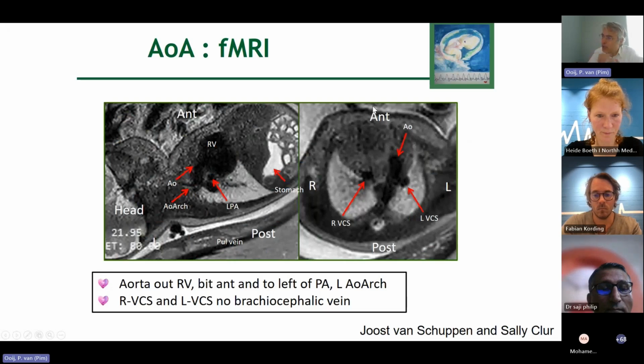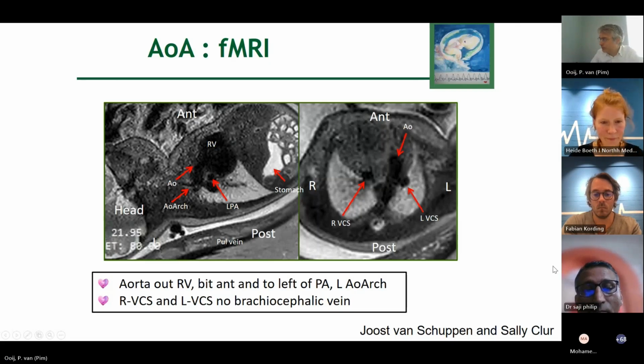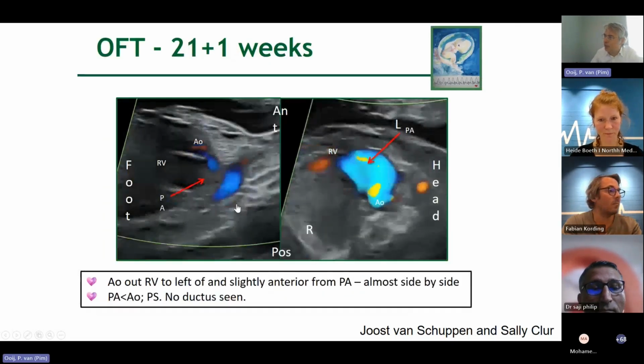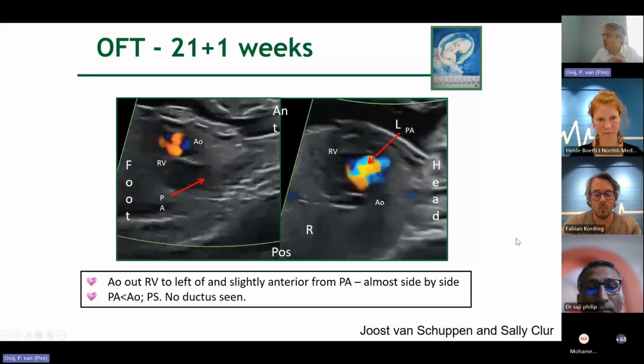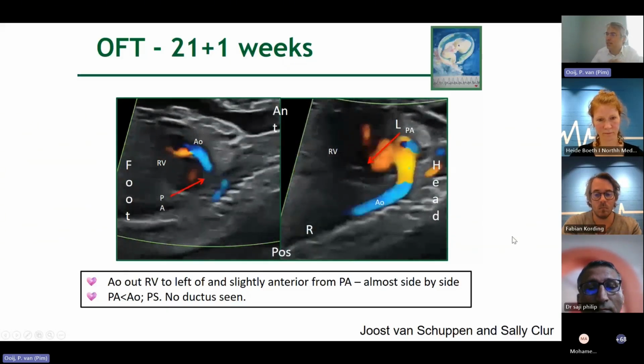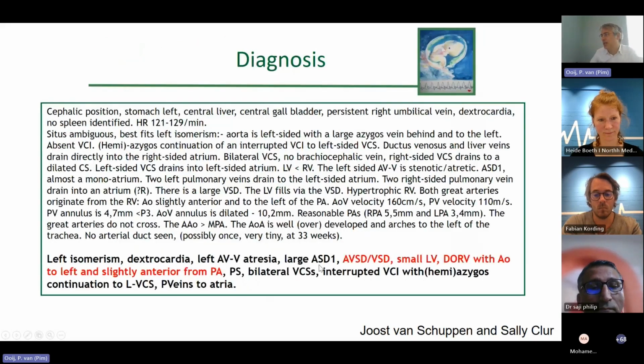We didn't get the reconstruction done, but still our clinicians were able to see abnormalities on the original data. In this case, the aorta came out of the right ventricle. And this was already seen on echo as well. So that is only a small part of the diagnosis. This is the entire diagnosis of this case.